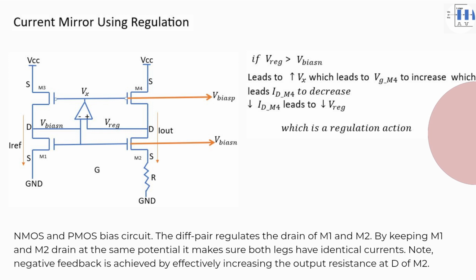NMOS and PMOS bias circuit. The diff pair regulates the drain of M1 and M2. By keeping M1 and M2 drain at the same potential, it makes sure both legs have identical currents. Note, negative feedback is achieved by effectively increasing the output resistance at D of M2.